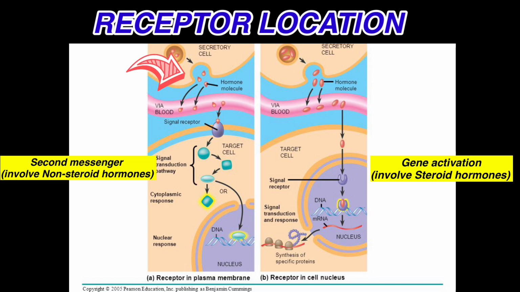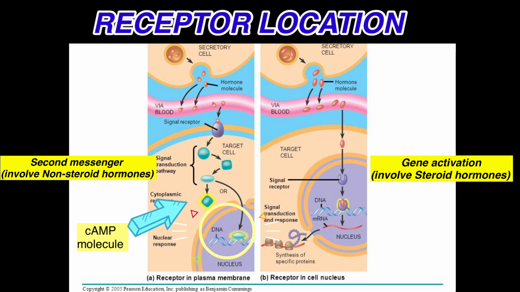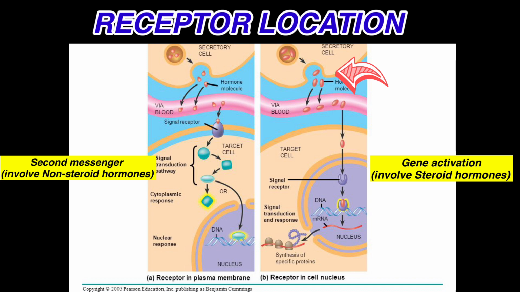This figure shows the receptor location for different types of hormones in their target cells. For water-soluble hormones or non-steroid hormone, once they reach their target cell, they cannot pass across the plasma membrane. They will bind to a signal receptor that is located on the cell surface, then will activate their mechanism of action. While for lipid-soluble hormones or steroid hormone, they can pass across and enter their target cell. Then they will bind to a signal receptor that is located in the cell's nucleus. Then the mechanism of action will be activated directly.